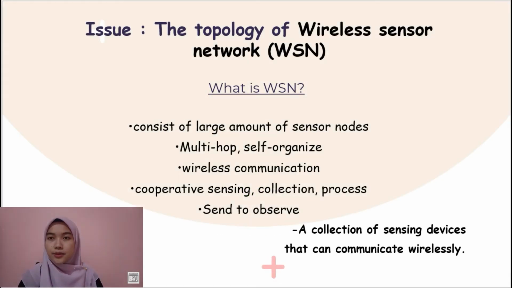Okay, next let's move to our issue, which is the topology of wireless sensor network, that is WSN. And what is WSN? Wireless sensor networks can be defined as a self-configured and infrastructure-less wireless network to monitor physical or environmental conditions such as temperature, sound, vibration, pressure, motion, or pollution, and to cooperatively pass the data through the network to a main location or sink where the data can be observed and analyzed. In simple words, it is a collection of sensing devices that can communicate wirelessly.